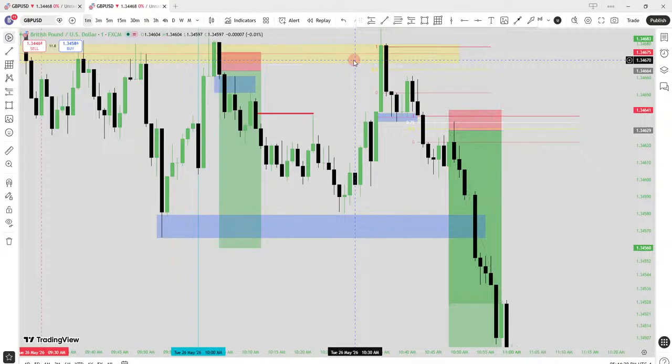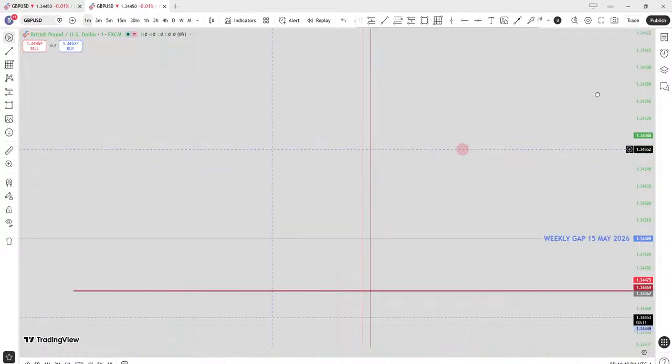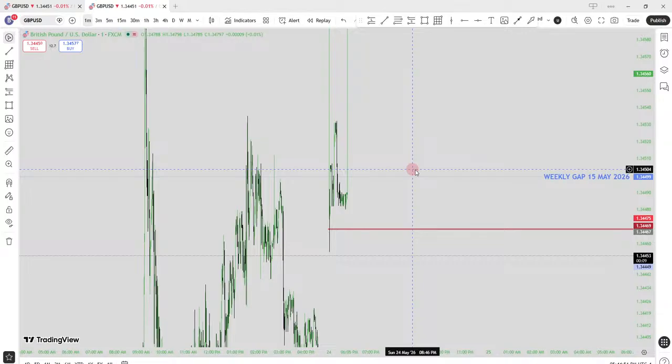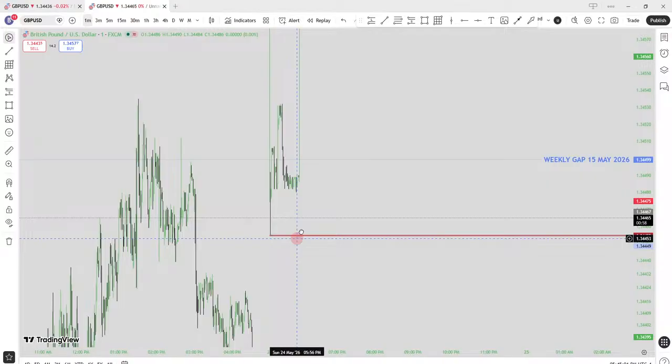gap. You can see the weekly gap over here. That is my target. And you can see here is the daily low, previous daily low. Let me show you where we get it. I don't want this video to be long. You can see it over here, daily low. You can see it is formed on Monday, not Sunday, sorry. That is the previous daily low.